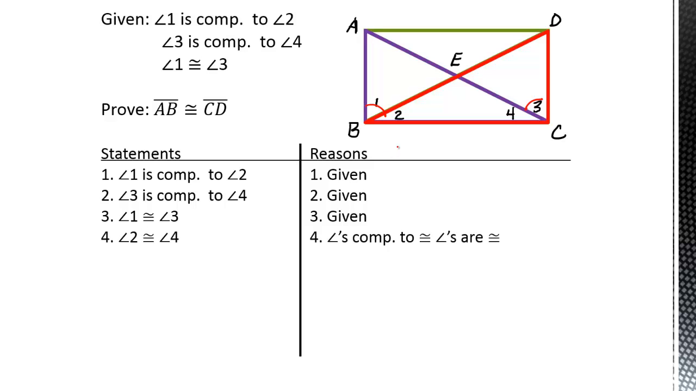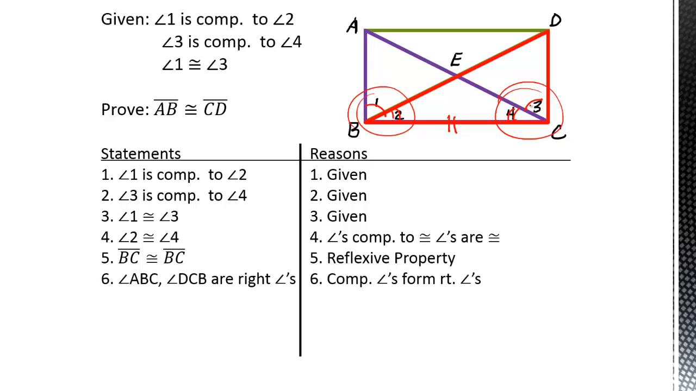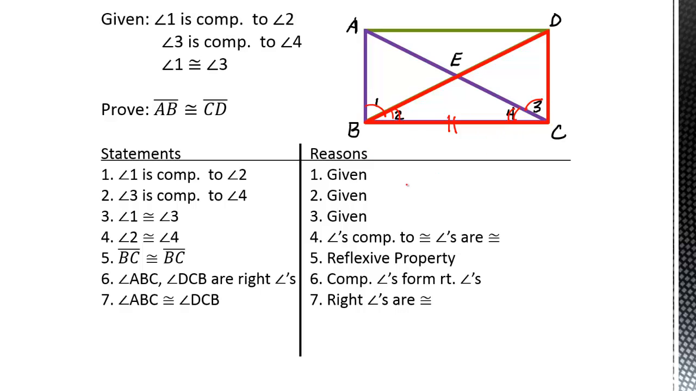Well, we can say angle 2 is congruent to angle 4 because angles complementary to congruent angles are congruent. And then we can use that and go ahead next and say that BC is congruent to BC. So now look, I've got the beginnings of an angle on the side, and then I've got this, which is very telling. Then I can say that angle ABC and angle DCB are right angles because complementary angles form right angles. I can then say that angle ABC is congruent to angle DCB because right angles are congruent.